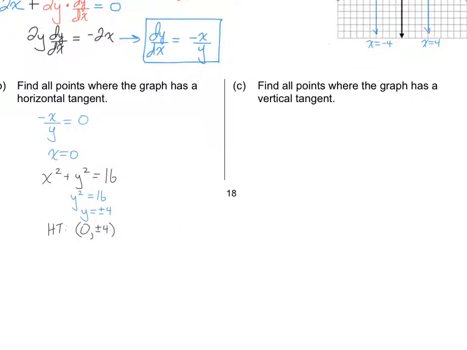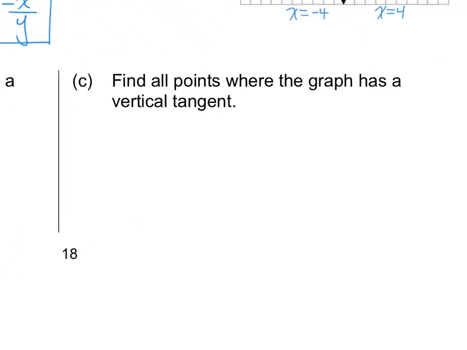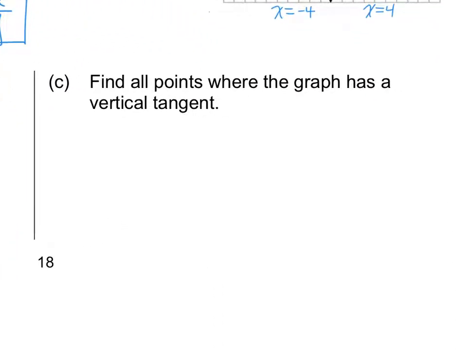Now our vertical tangent. Vertical tangent happens when the derivative is undefined. So I'm just going to take my derivative and set it equal to 1 over 0. So negative, what was it, negative x over y or negative y over x? Oh, negative x over y. Okay. Set that equal to 1 over 0 and solve. When you do that, you get y equals 0.